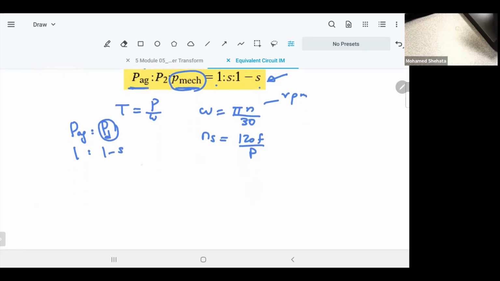What does this ratio mean? It means the air gap power divided by the developed power is equal to 1 over 1 minus S. We have the developed power, we got it, 11,940 watts. So we need to find the air gap power. So the air gap power will be equal to P developed over 1 minus S, right? What's S? So now we have the equation, but we need to find S.